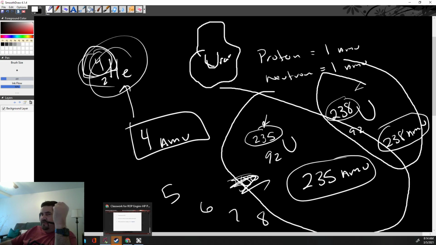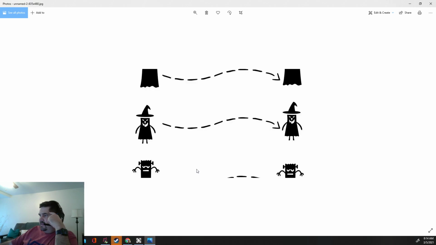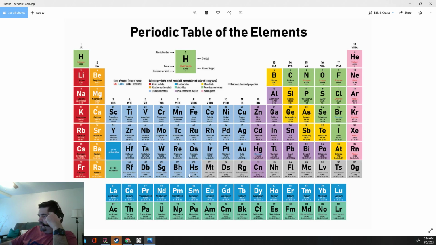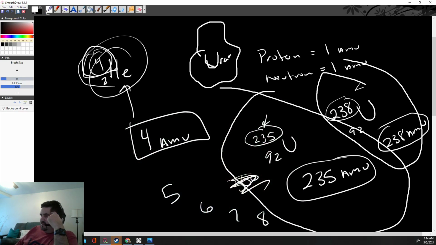And so what you would do is go to the periodic table, and I didn't have it here, but let me see if I can pull it up. Uranium is here, and it says 238.03. That's the molar mass. That's the molar mass. 238.03. This is how many grams per mole.